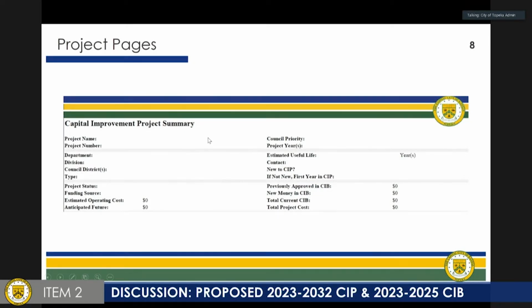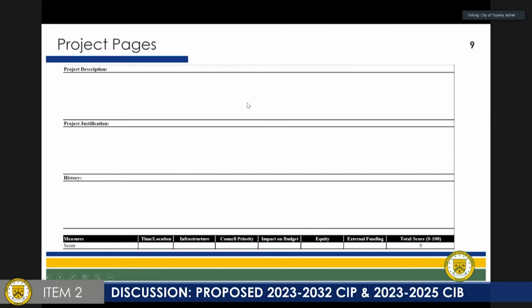The project pages in your book, and these are the project pages that start on page 14, are broken up into several different sections. The top one gives you an indication of money that was currently in the CIB, money that was previously approved, and then total project costs for the request. In the middle, you look at a project description, justification, and history. This is where the request says to the council, this is why we need the project.